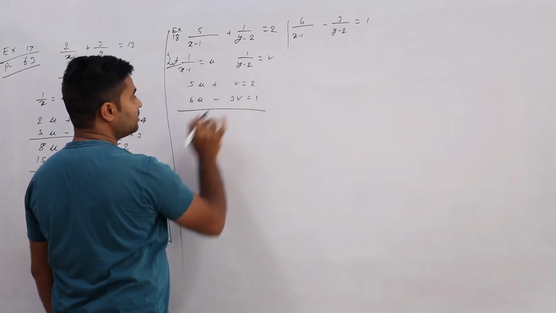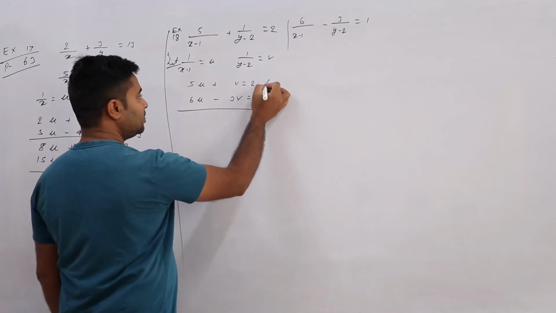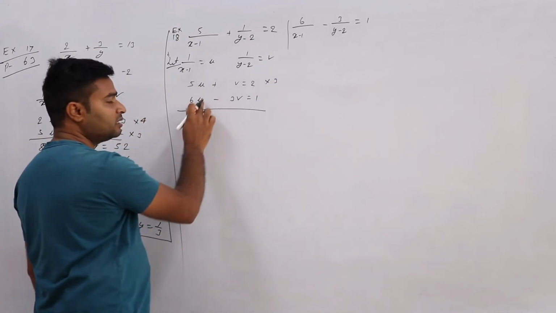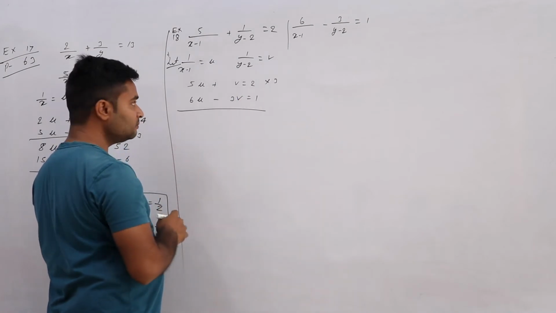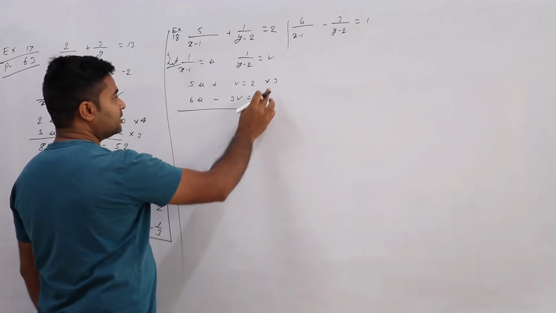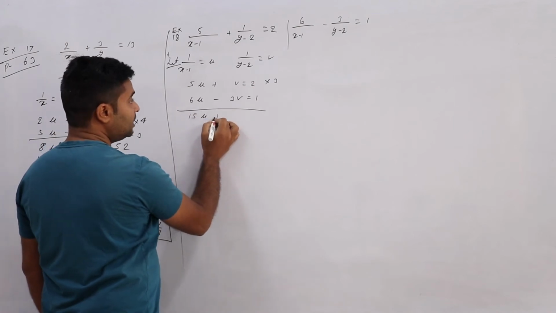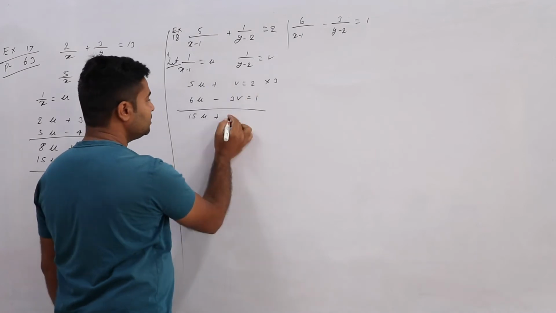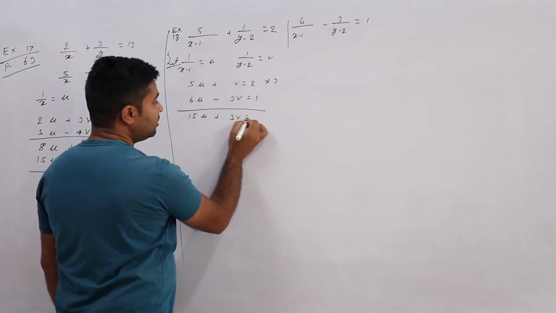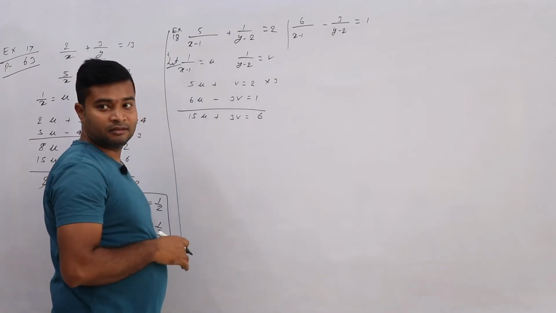So which one do you want to cancel? V. So just multiply by 3, because if you try to cancel u, you should multiply by 5 and by 6. Whichever cancels. So see, 5 3s, plus u means 1u, 1 into 3 is 3, v is equal to 3 into 2, 6.